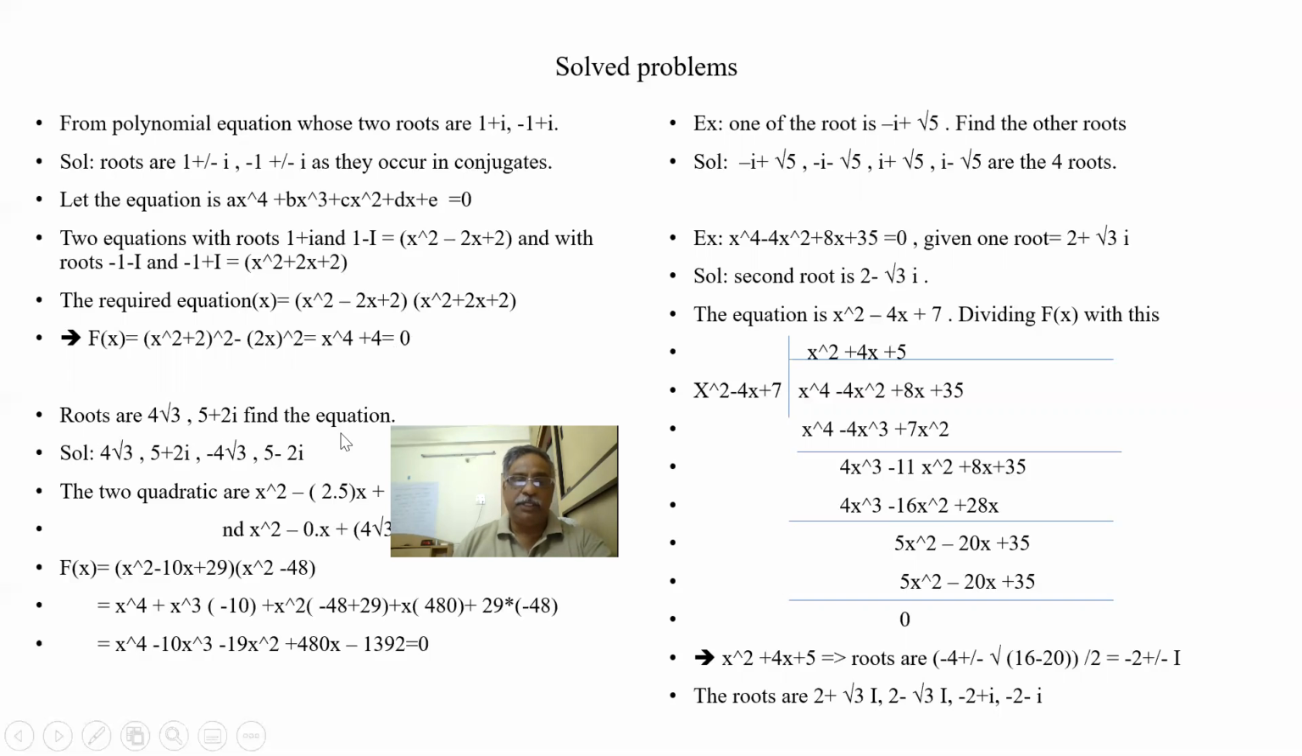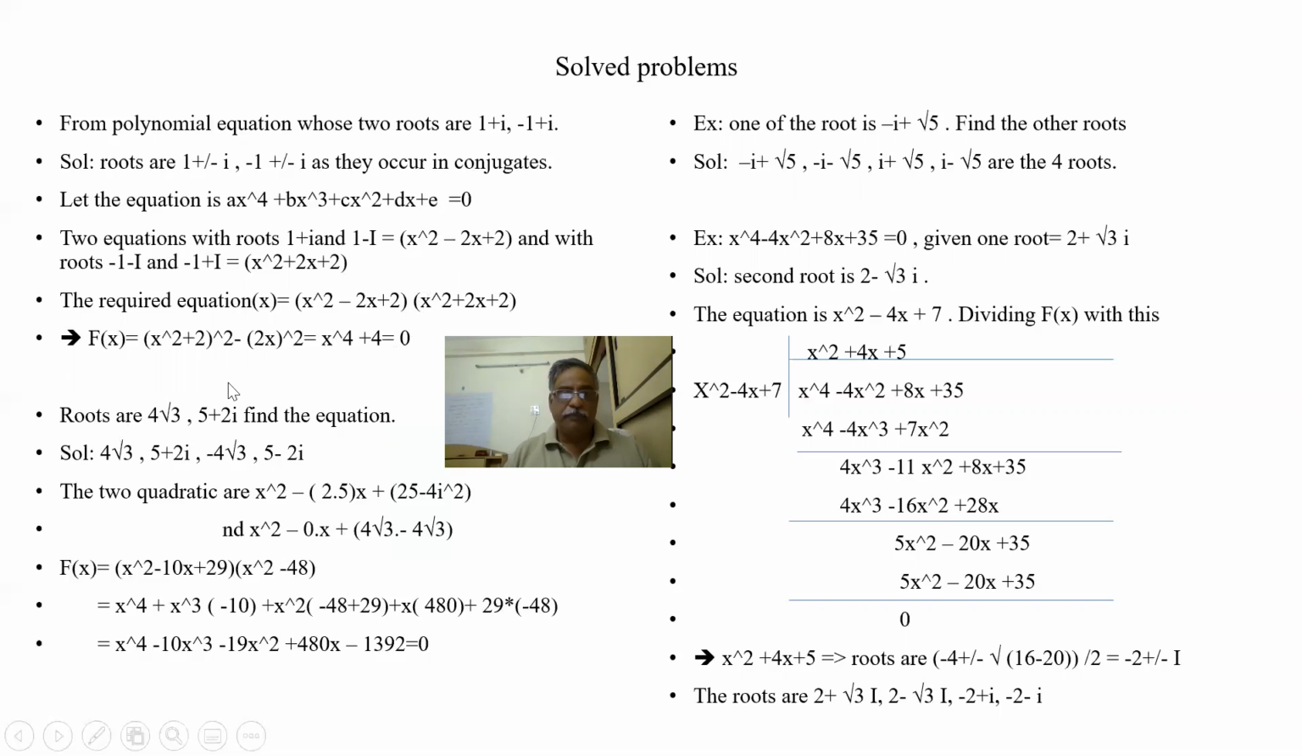Now, let us take another problem. Roots are given. So plus 4 root 3 means there must be a root of minus 4 root 3. 5 plus 2i means there must be a root of 5 minus 2i, because the coefficients are real. So with these 4 roots, I have two quadratic equations, with, suppose, 5 plus 2i. Minus b by a is the sum of the roots. This is the product of the roots.